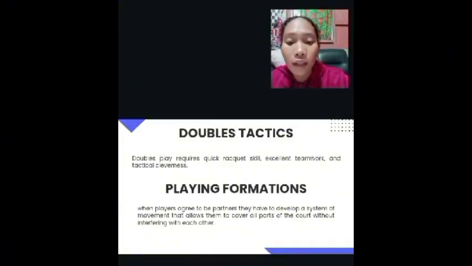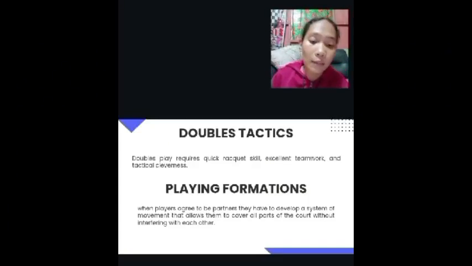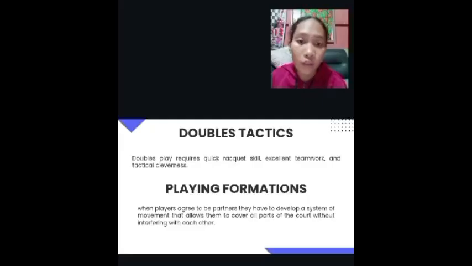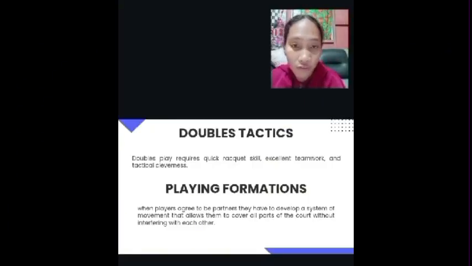Next is the playing formations. When two players agree to be partners, they have to develop a system of movement that allows them to cover all parts of the court without interfering with each other. Through various maneuvers by the two partners, a player may not have to use his or her less adequate strokes. Instead, both players combine their best assets.